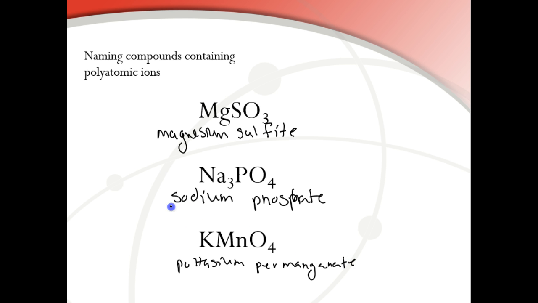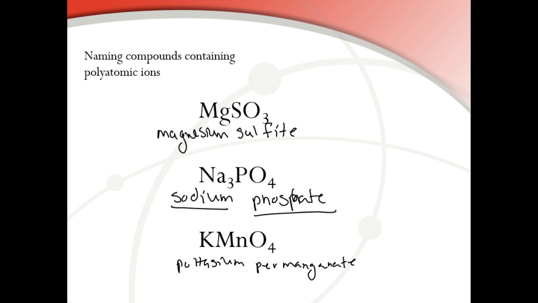So again, you just name the metal and then the polyatomic ion, and that's about it for naming polyatomic ions. It's going to take some practice before you get all the naming down, but once you do, it's pretty simple stuff. What about going from the formula to the name?